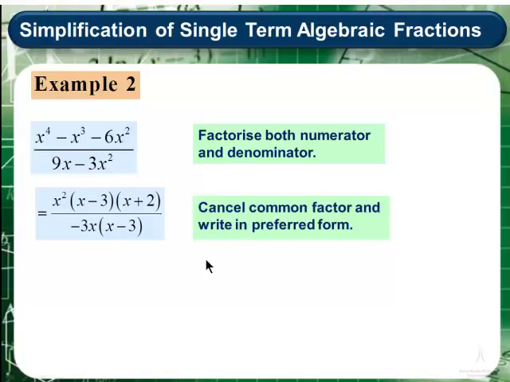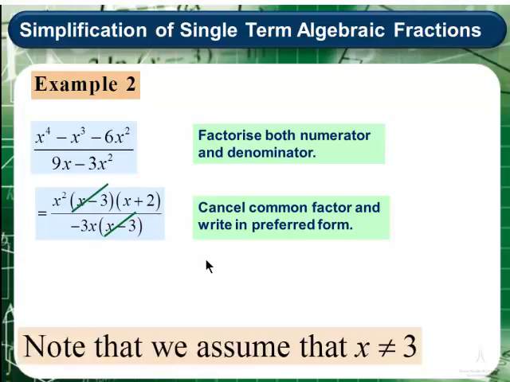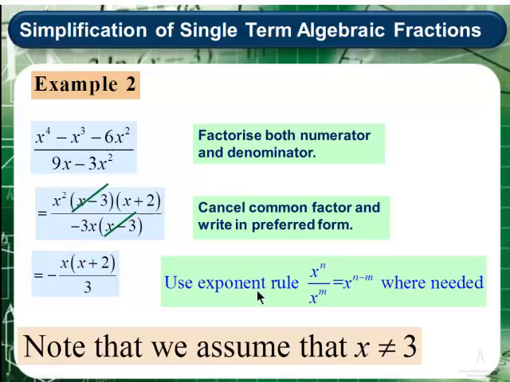So cancelling above and below, we apply, amongst others, also the exponent rule. Note also that we assume, in this case, that x is not equal to 3, otherwise this particular factor in the denominator position will result in division by 0. Note also that x squared divided by x forces us to also apply the exponent rule for the quotient of exponent forms that we should be familiar with at this point in time.